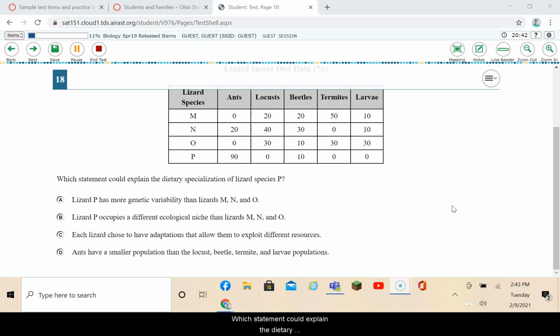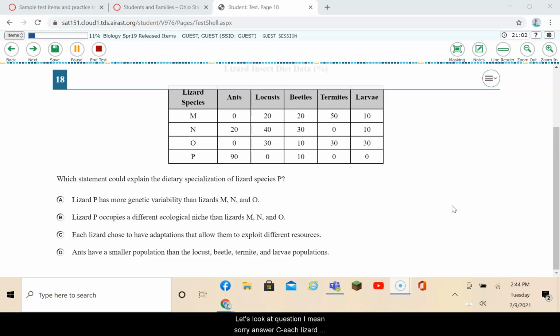Which statement could explain the dietary specialization of lizard species P? Well, let's look at A. Lizard P has more genetic variability than lizards M, N, and O. This is incorrect. Dietary specialization alone does not necessarily correlate to genetic variability.